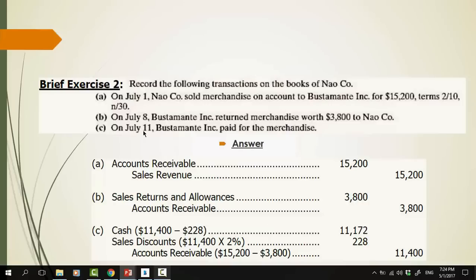On July 11, will I grant them a discount or not? 11 minus 1 is 10 days, the last day in the discount period, then they will receive a discount as they paid the amount due. Cash, sales discount and accounts receivable. How much accounts receivable? Accounts receivable 15,200 and they returned merchandise with 3,800, then the remaining amount is 11,400. They will be granted a 2% discount from 11,400.